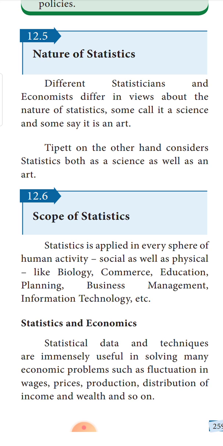So some of the economists say that statistics is a science, but some of them say that it is an art, because the aspect of prediction is there, the aspect of comparison is there, and the aspect of probability is also there. Probability means what? An event which is likely to happen or not likely to happen.